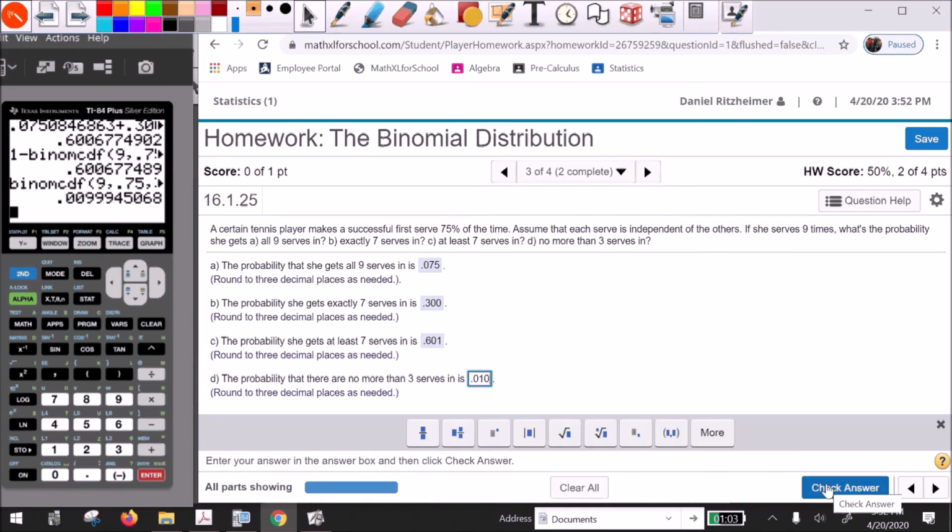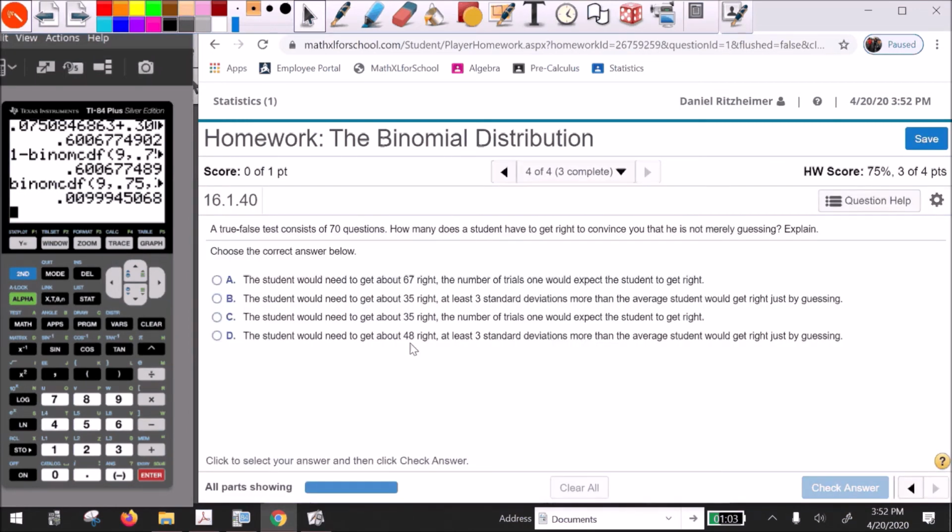Check answer. All right. One more question to go. A true-false test consists of 70 questions. How many does a student have to get right to convince you that he is not merely guessing? Explain. Well, in a true-false test, there is a 50% chance of guessing correctly. So I've used a typical expected value formula for the binomial distribution, n times p. You would have 70 multiplied by the probability of guessing it correctly, 50%, and you get 35. We'd expect that somebody would get around 35 questions correct simply by guessing alone.